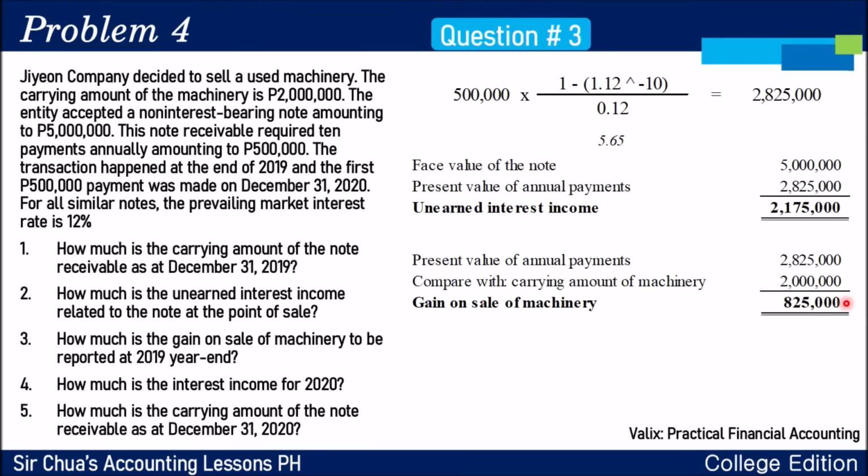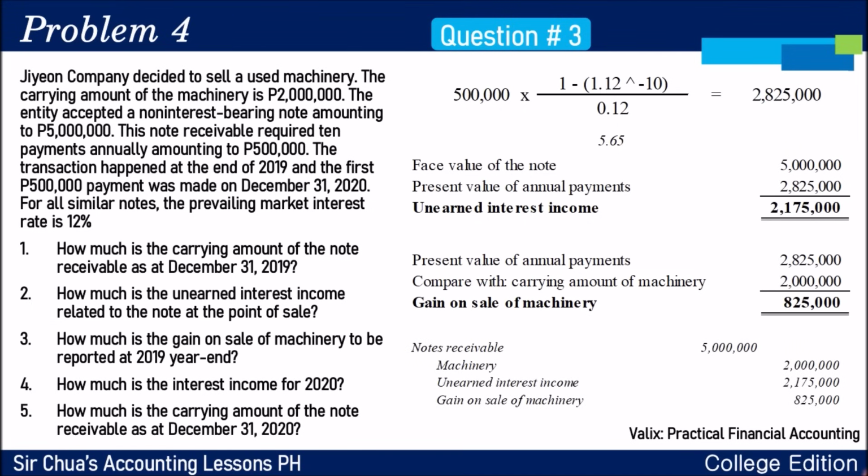Now, in any case na nalilito kayo sa pagkuha ng gain on sale of machinery, then you can do this entry. You debit notes receivable for the face amount of 5 million. Then you credit machinery at 2 million na carrying amount. And then credit unearned interest income na 2,175,000. And then the credit balance na balance dun sa entry natin, yun yung gain on sale of machinery na 825,000. Okay? So that's how you do the journal entry for that sale.